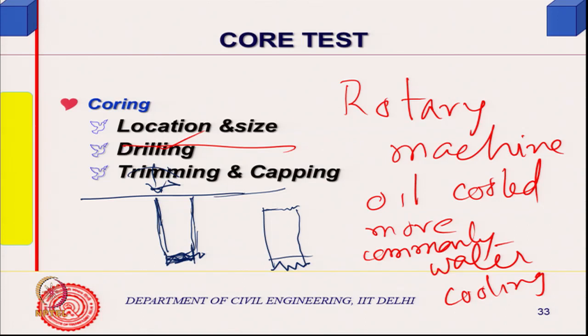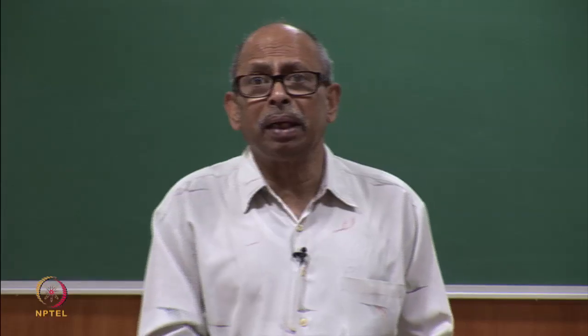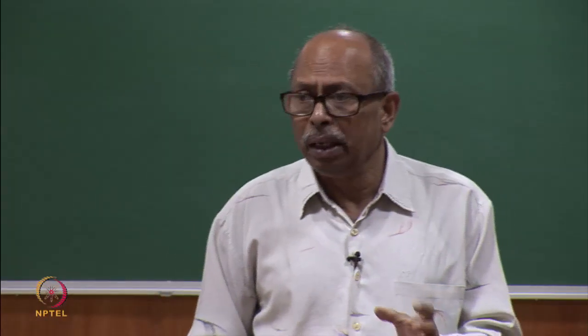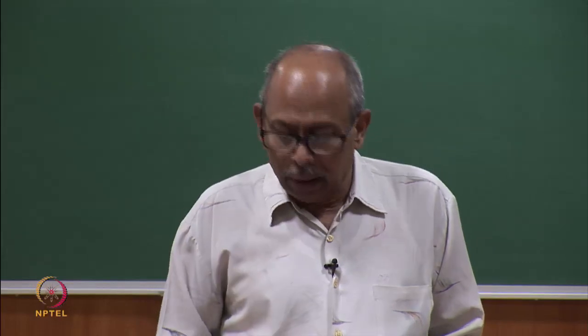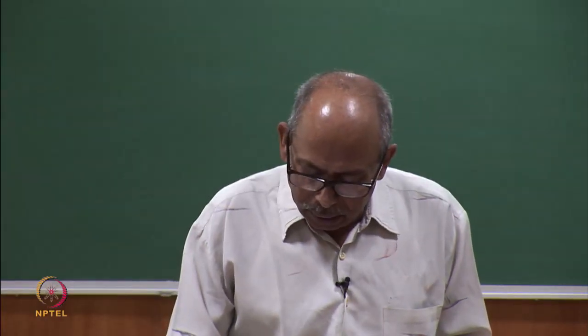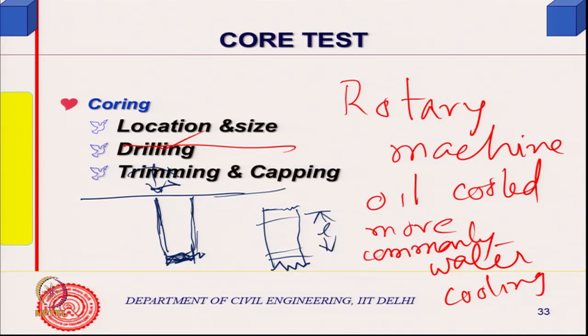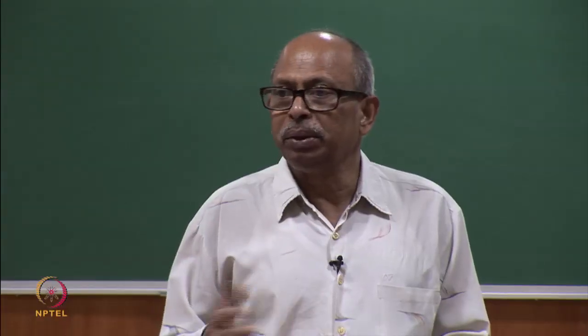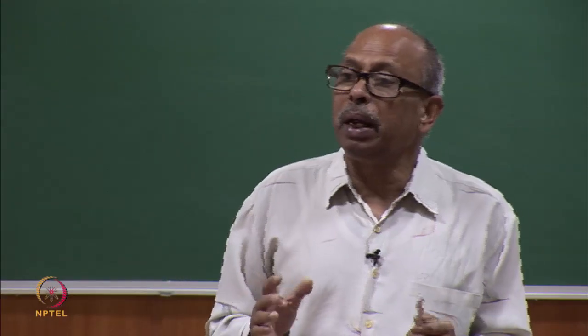So, after drilling, trimming, there has to be a minimum size, because, as you will see a little bit more, the measured strength is a function of this L, and if this is D, a function of L by D. So, below a point, with the length being too small compared to D, you would get variable results.